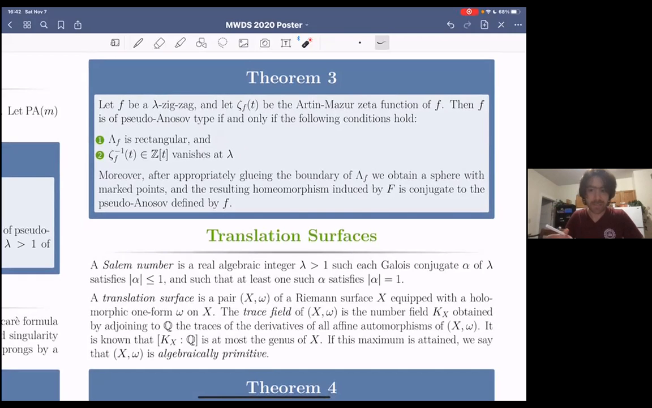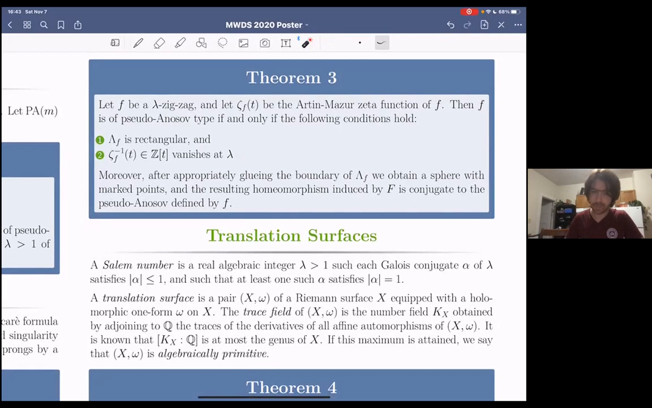So there are a few things being packaged together here. First of all, for a zigzag map with finite post-critical orbits, the Artin-Mazur zeta function is in general a rational function. And what we're saying here is that it is in fact 1 over a polynomial for a zigzag map of pseudo-Anosov type. And second of all, in general, the zeta function will have a pole at lambda inverse. And what this is saying is that it also has a pole at lambda.